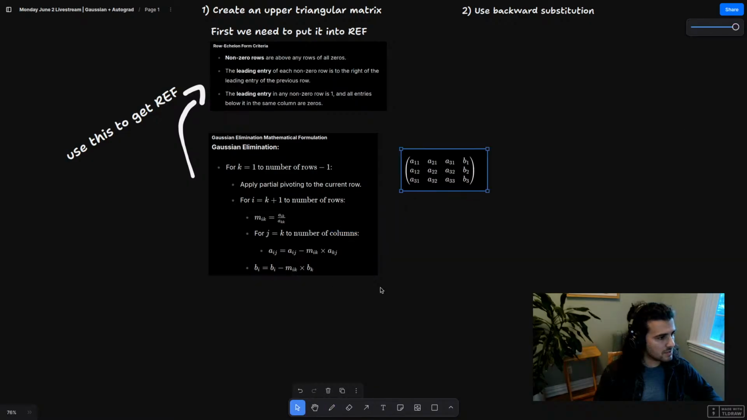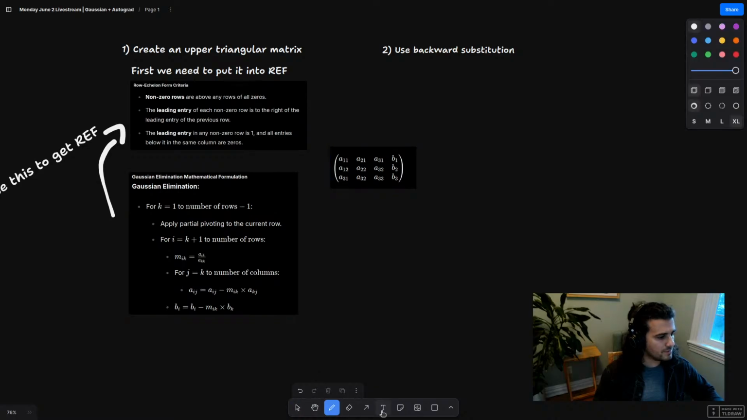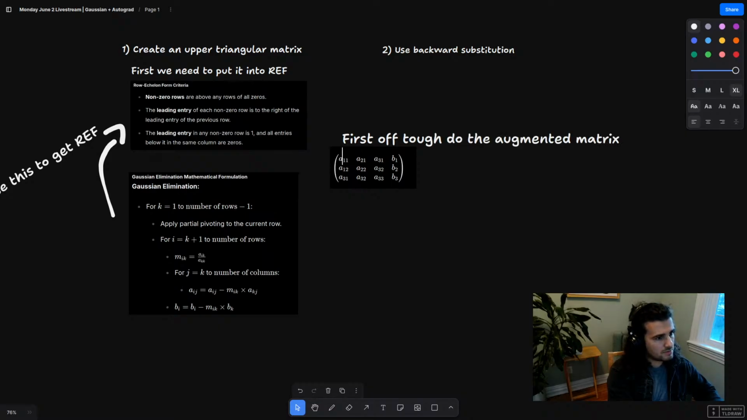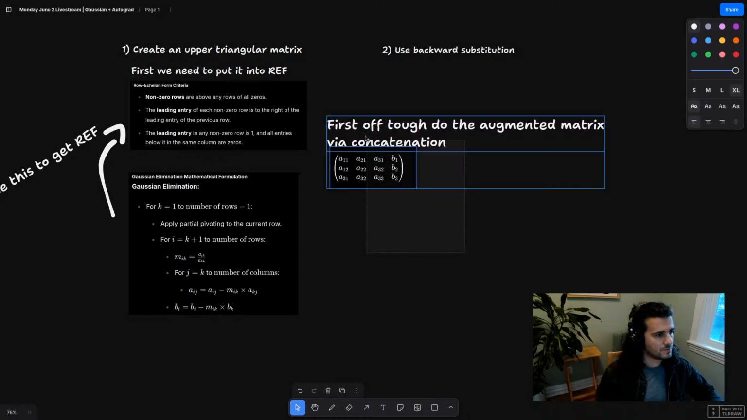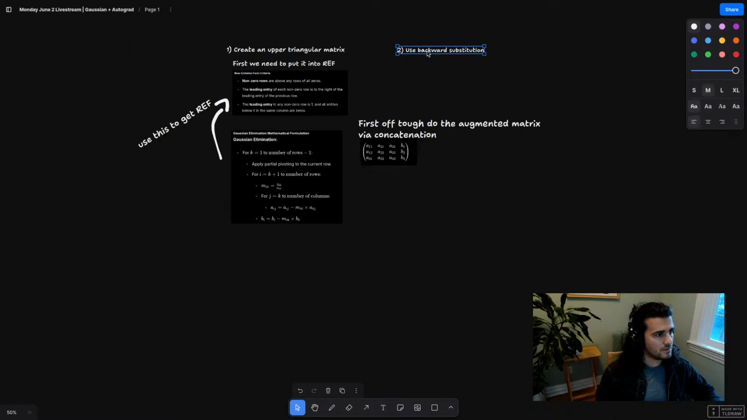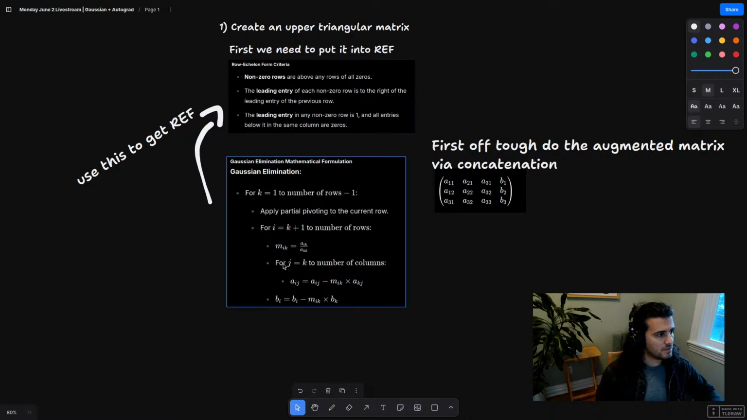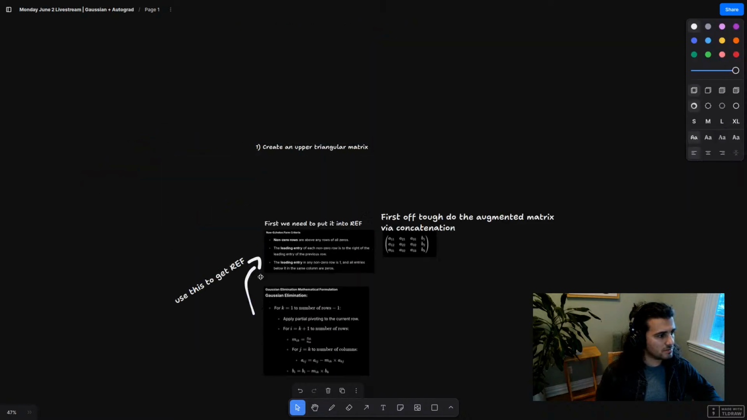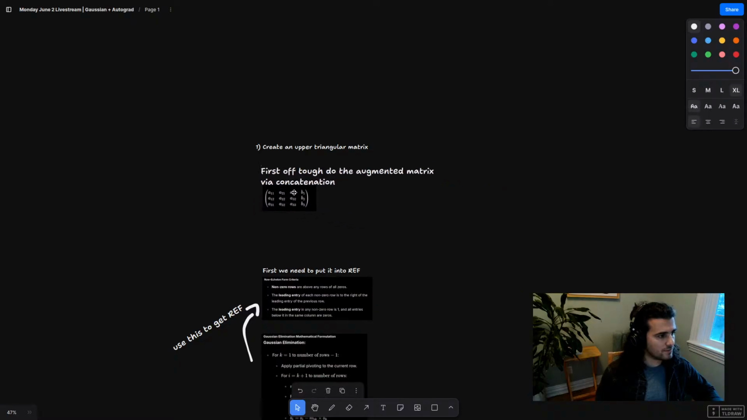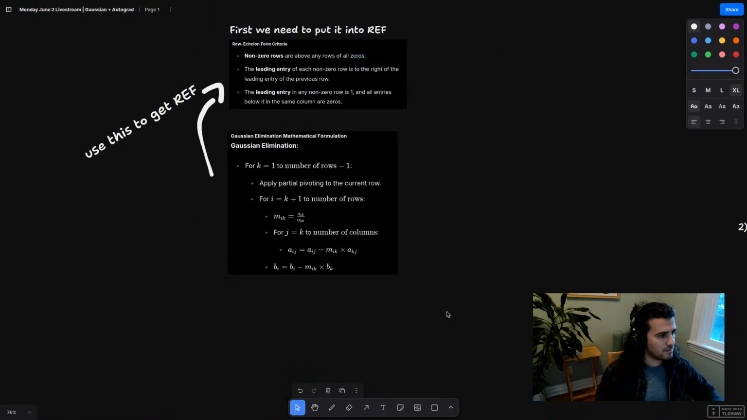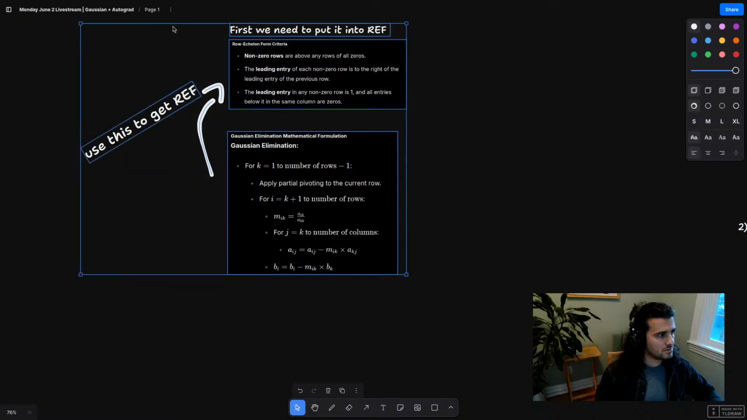Right, so I think that's the first step. Also do the augmented matrix via concatenation. Okay, so this is kind of here. Backward substitution, we're just gonna put it here for now. We do that first, right? And then after that, we try to put it into REF.